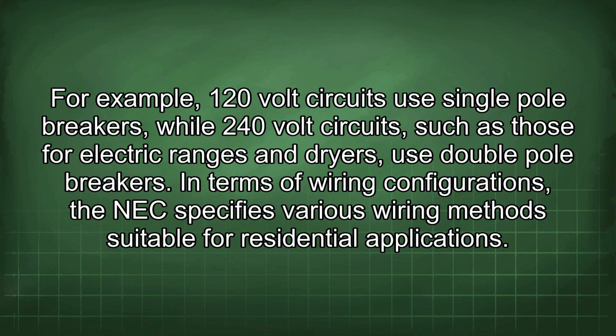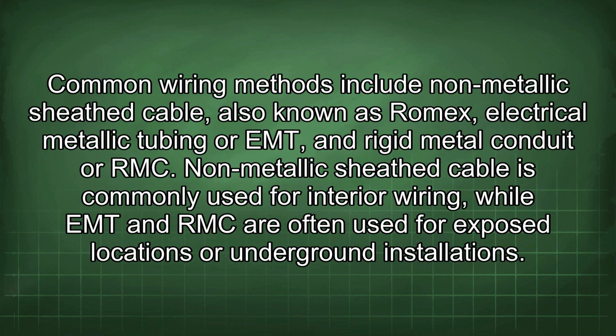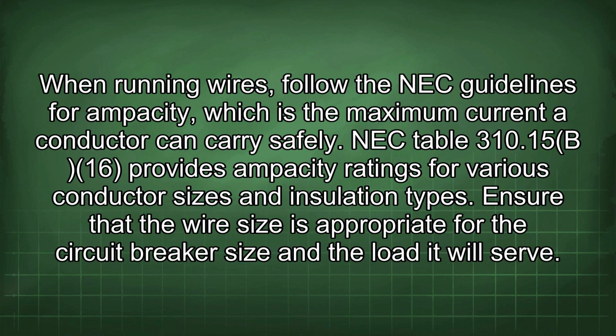In terms of wiring configurations, the NEC specifies various wiring methods suitable for residential applications. Common wiring methods include non-metallic sheath cable, also known as Romex, electrical metallic tubing or EMT, and rigid metal conduit or RMC. Non-metallic sheath cable is commonly used for interior wiring, while EMT and RMC are often used for exposed locations or underground installations. When running wires, follow the NEC guidelines for ampacity, which is the maximum current a conductor can carry safely.